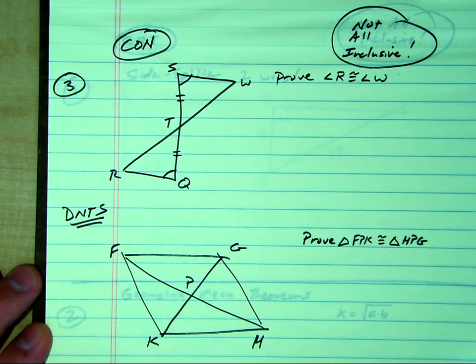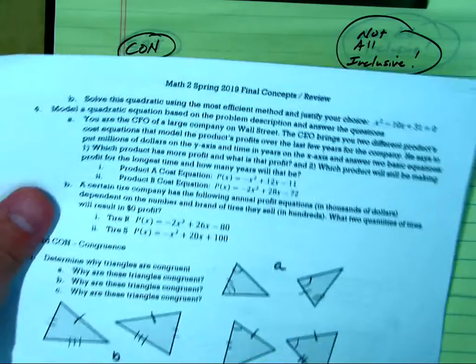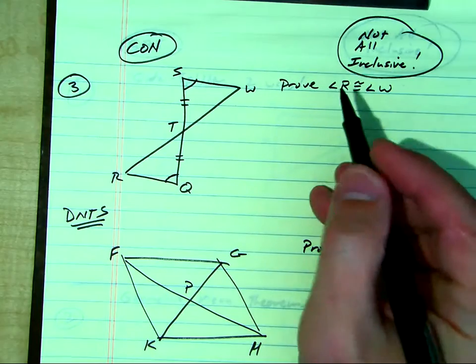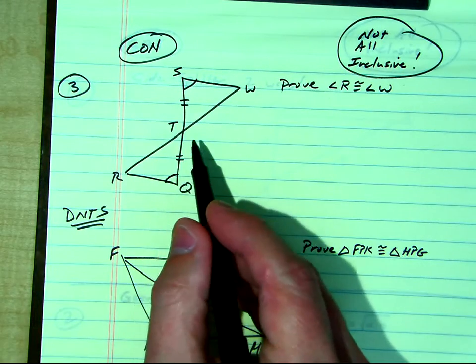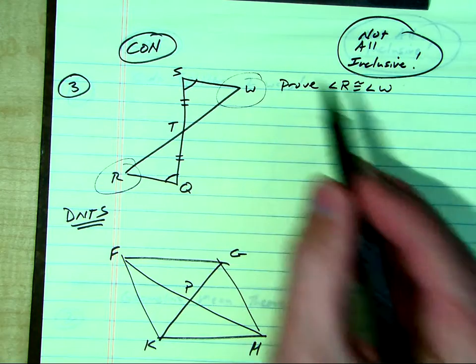Okay, third and final video in the congruent standard. Just a quick reminder, not all inclusive. Okay, faster and funnier. Here we have two triangles drawn poorly. You need to prove that angle R is congruent to angle W.